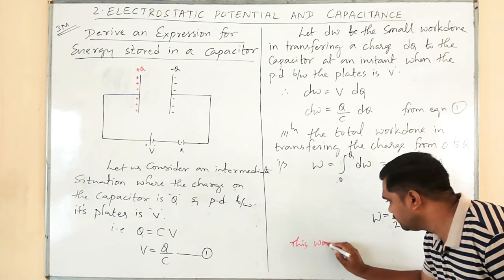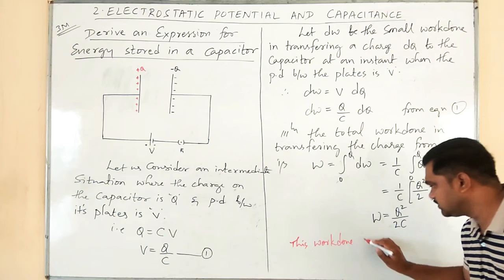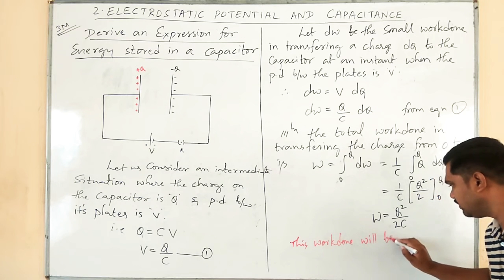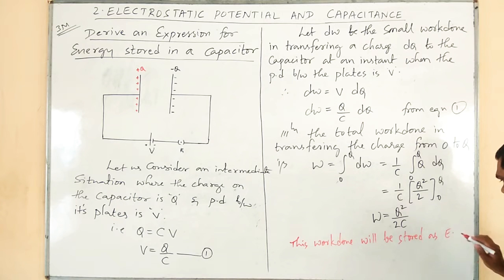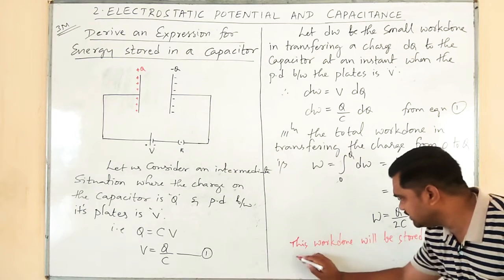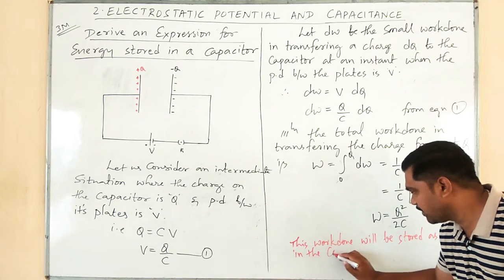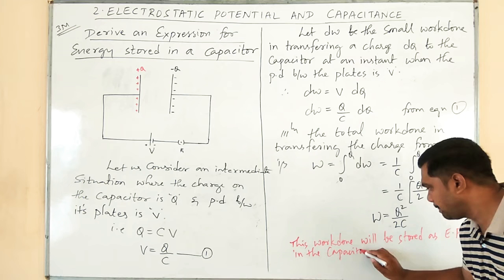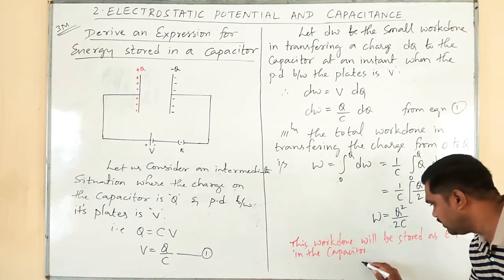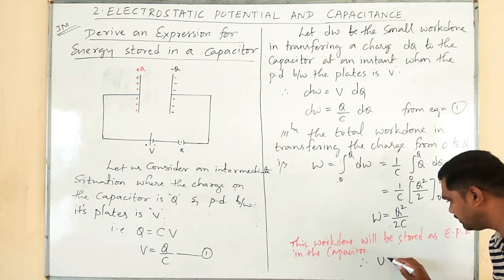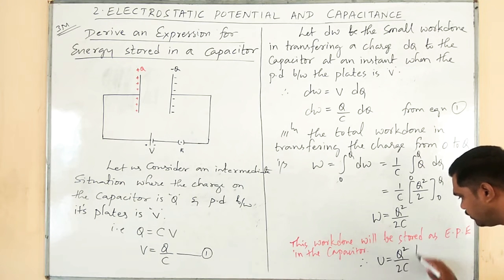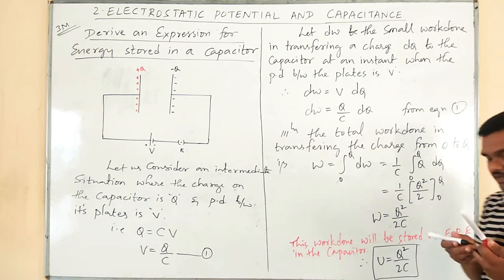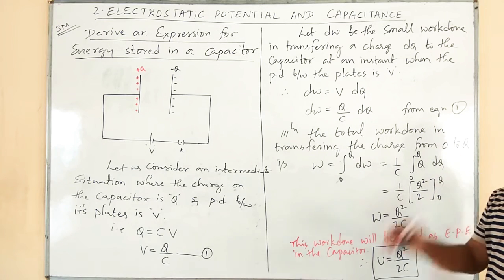This work done will be stored as electrostatic potential energy, or simply electrical energy, in the capacitor. Therefore, in place of W, we put U. U is equal to Q square divided by 2C. Please remember, very important question for 3 marks.